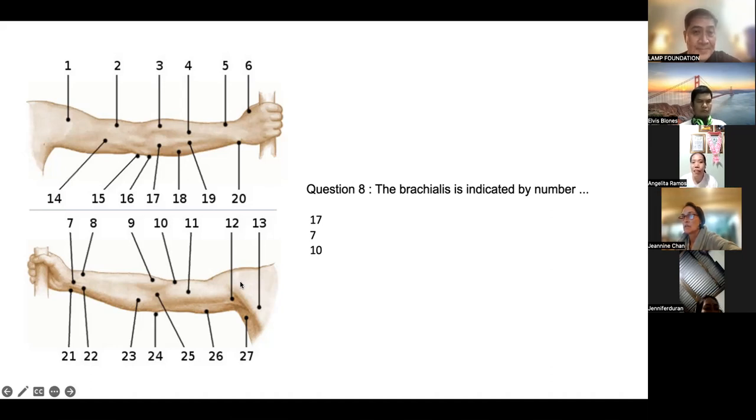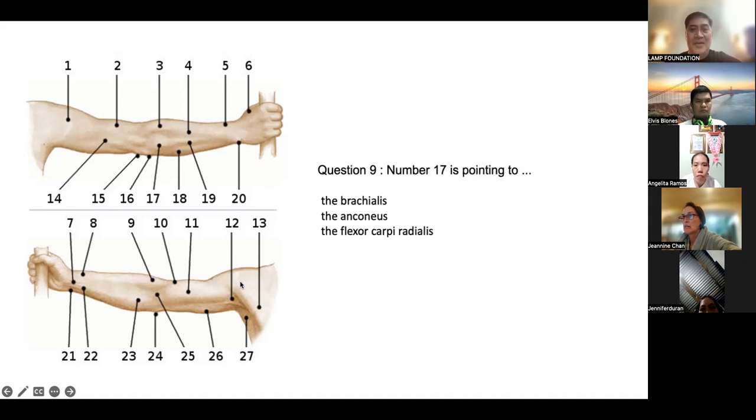Ano po, Dok? 10. Okay. So 500. Number 17 is pointing to what? Number 17. Brachialis. No. Another try. Pang 500.